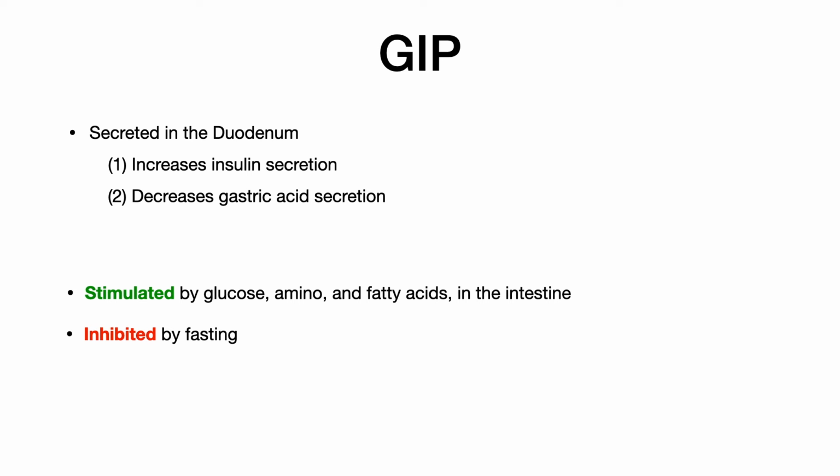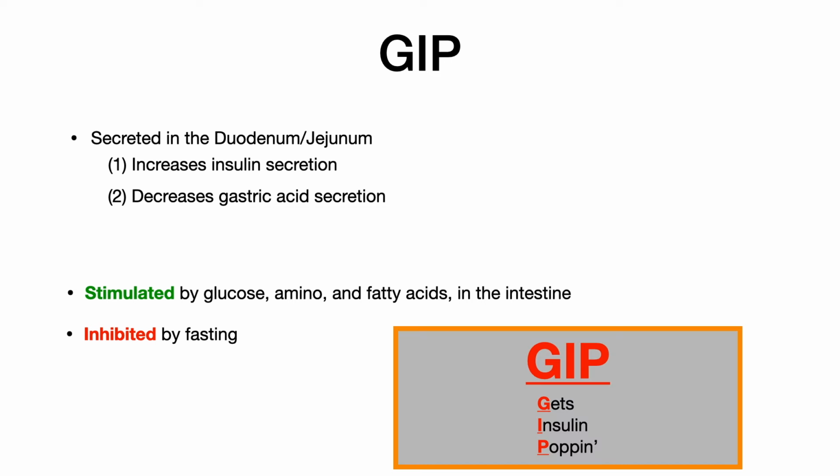And that should make sense because since GIP causes the increase of insulin release, it's going to be stimulated by glucose. And likewise, because GIP is inhibited by fasting, it should make sense to you that in the presence of glucose, we're releasing insulin, but you don't want to release insulin when you're fasting. That would be problematic. It would cause hypoglycemia. So therefore, GIP is inhibited by fasting. The way I want you to memorize this is GIP gets insulin popping. So GIP causes the release of insulin. That's very important. Please know that for exams.